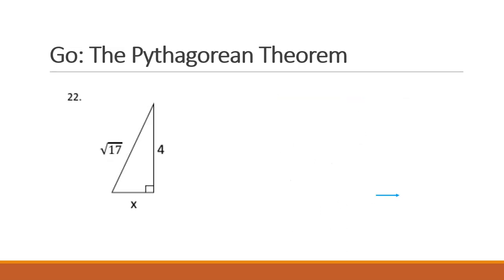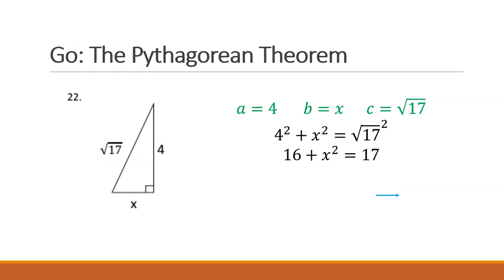Here is another example. In this case, the legs are x and 4 units long, and the hypotenuse is the square root of 17. Again, we will substitute those values into the Pythagorean theorem for a, b, and c, and solve for c. First, we will simplify both sides of the equation. On the left side of the equation, 4 squared is 16. Remember that taking the square root of a number and squaring the number are inverse operations. So on the right side of the equation, the square root of 17 squared is 17.